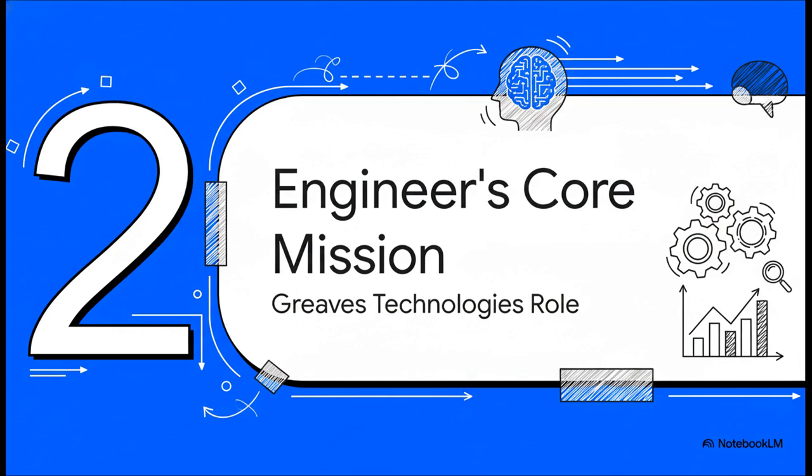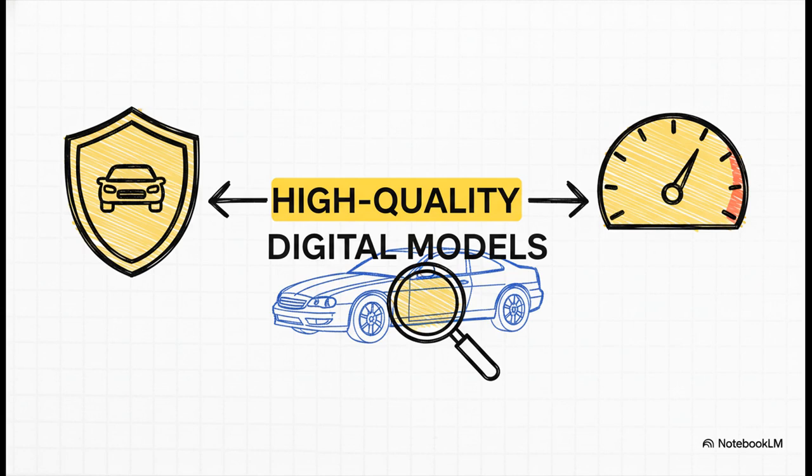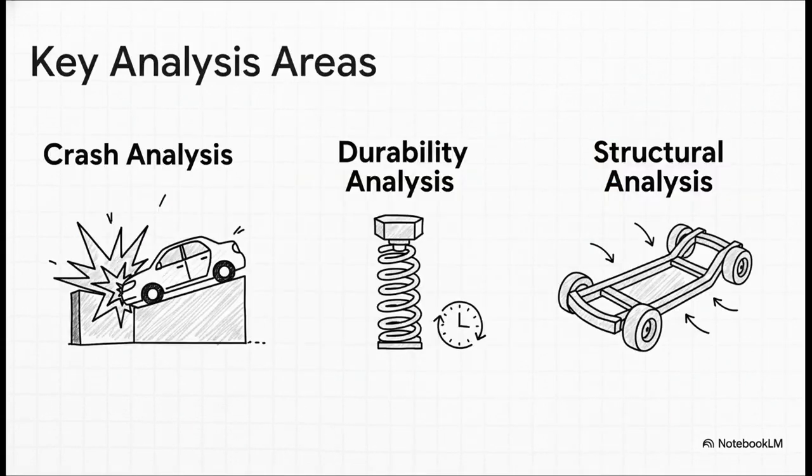We're basing this whole explainer on a real job posting from a company called Greaves Technologies. So what is the core mission for their CAE engineer? You know, it all boils down to two things, safety and performance. Their entire job is focused on one critical task, building the most accurate digital model they possibly can. Why? So that when the team runs a virtual test, the results are actually trustworthy. The quality of their work has a direct line to the safety of the final car. It's a huge responsibility.